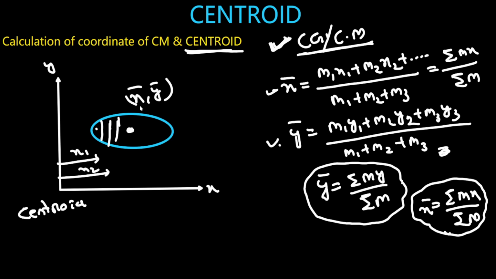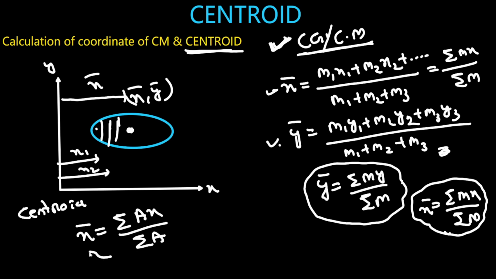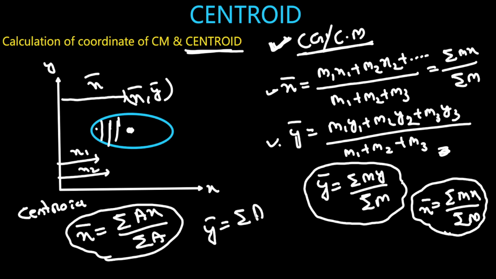Okay, so x bar is nothing but the distance like this. So total moment due to this area will be capital A into x bar. So I can write x bar is nothing but sum of the area a into x divided by the sum of the area. Similarly you can calculate y bar is equal to sum of the ay divided by sum of the area. Getting my point?